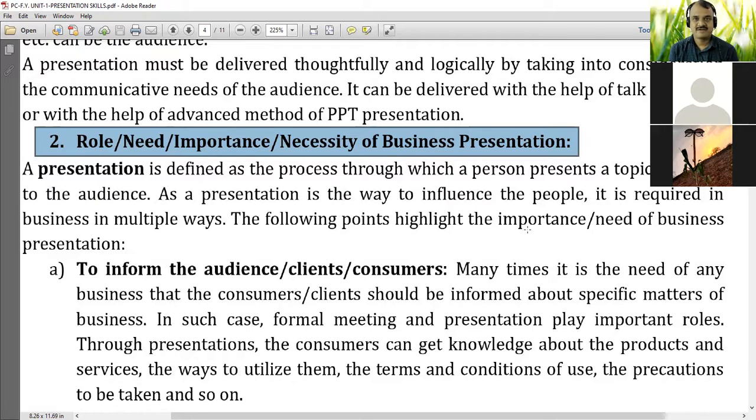What verbs did we consider just now while noting the need of a presentation? One was to motivate, another was to inform. Which are the remaining verbs? Persuade. Correct. Very good. Next one. Short memory.